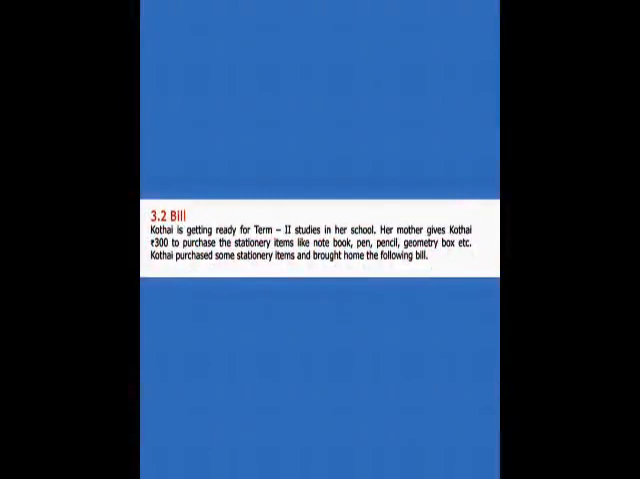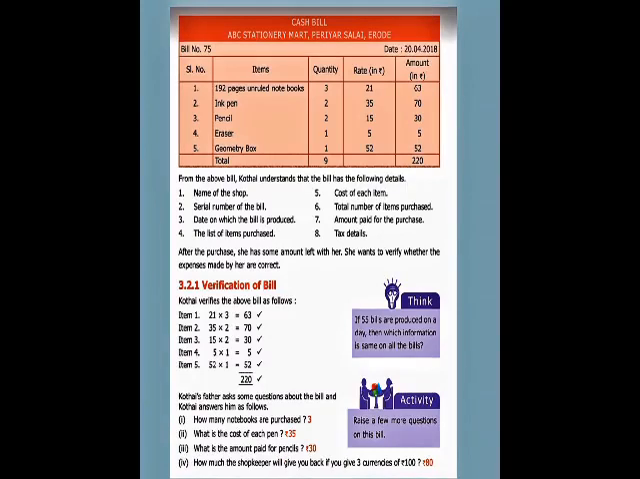Kodai is getting ready for term 2 studies in her school. Her mother gives Kodai rupees 300 to purchase stationery items like notebook, pen, pencil, geometry box, etc. Kodai purchased some stationery items and brought them home with the bill. From ABC Stationery, they gave the bill like this.